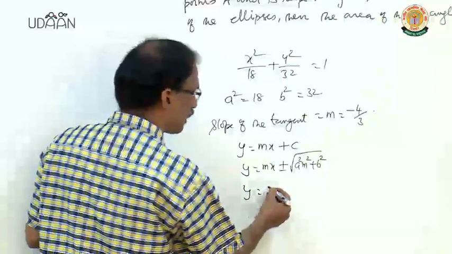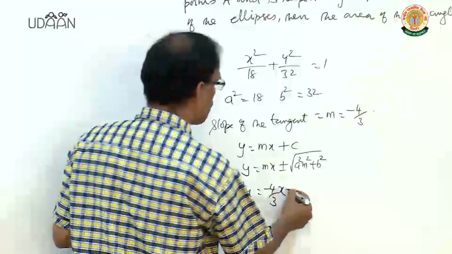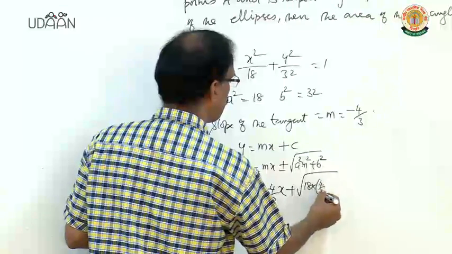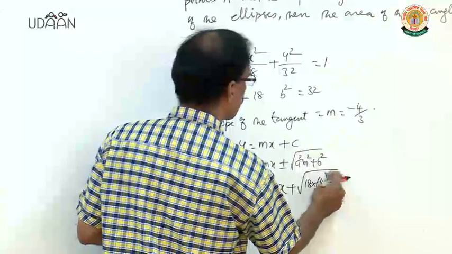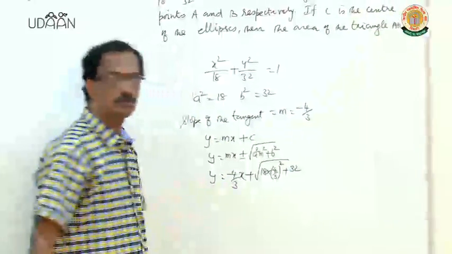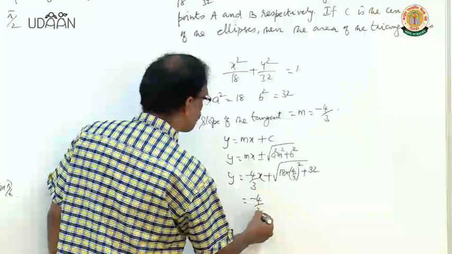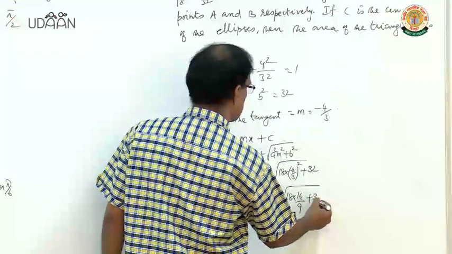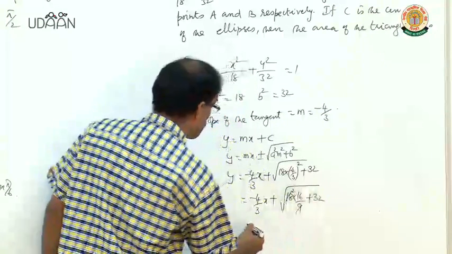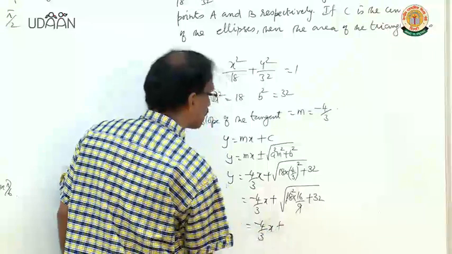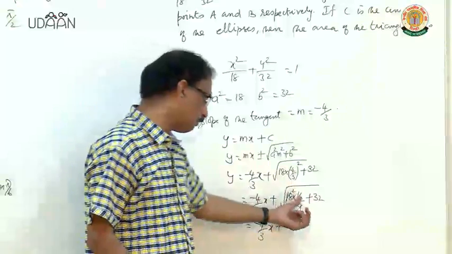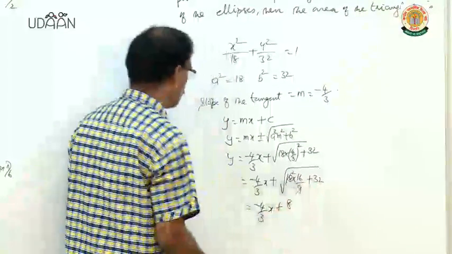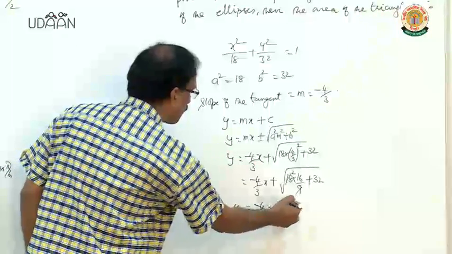So, we get the equation of the tangent as: y equals minus 4 by 3x plus root of a square 18 into minus 4 by 3 whole square plus b square, which is 32. So, from this, minus 4 by 3x plus root of 18 into 16 by 9 plus 32. These two can be cancelled, 2. So, equals minus 4 by 3x plus root of 32 plus 32, that gives us 64. Root 64 is 8. So, y equals minus 4 by 3x plus 8.